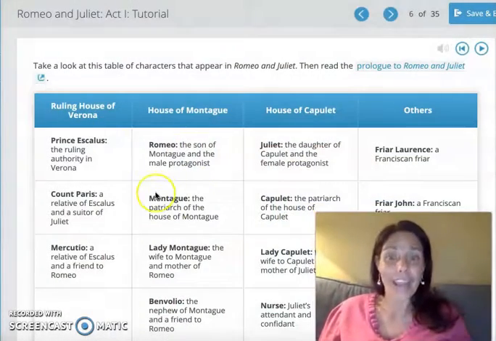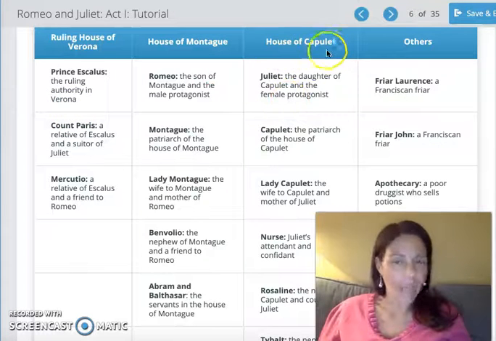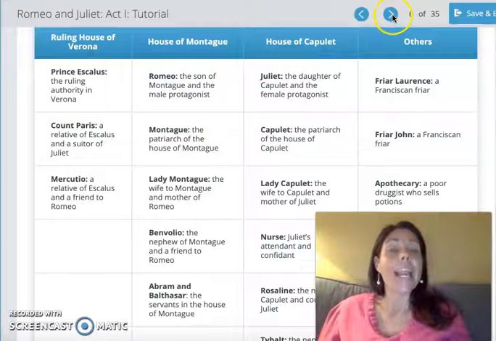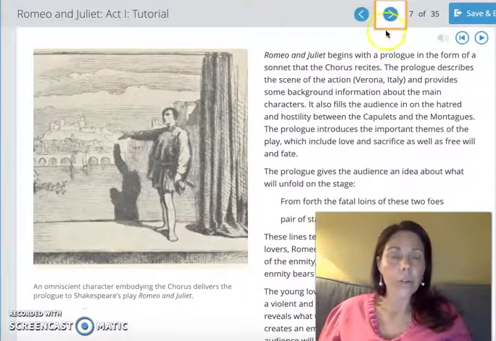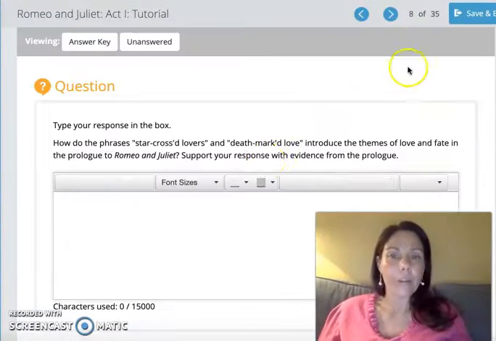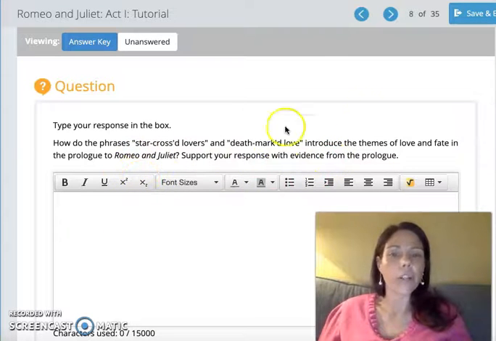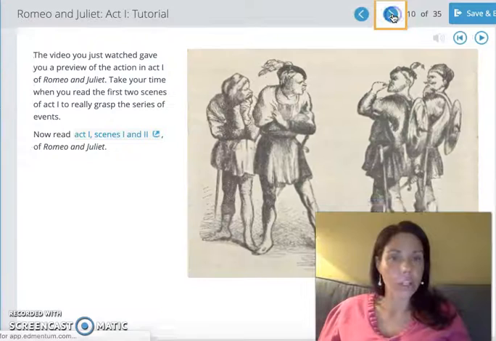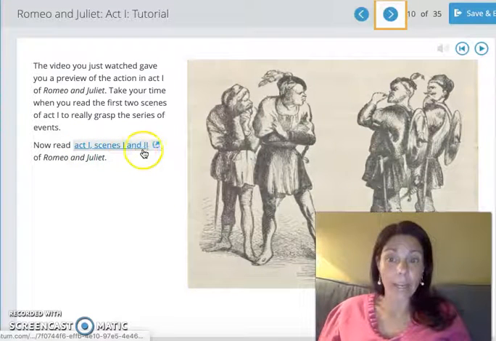So if you look at our screen, this is the chart that I had you write down last week. It goes through all the House of Capulets, the House of Montagues. And scene 1, you're going to click on that. So you'll go through slide 7, read a little bit. This one, I'm not asking you to turn in. You're just going to talk a little bit about what the phrases mean and explain that. And then you'll watch the video. And then you're going to read Act 1, scenes 1 and 2.